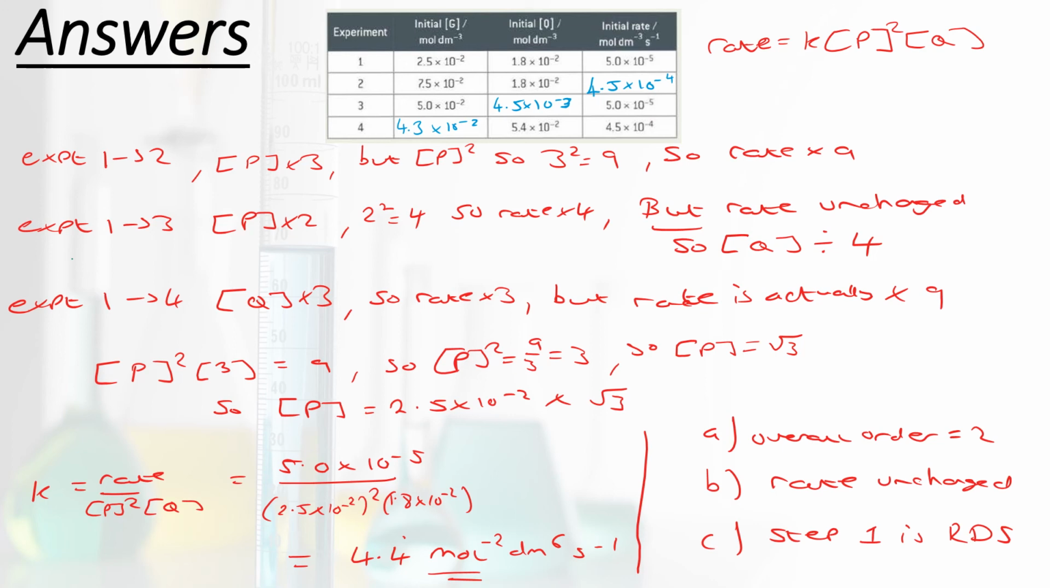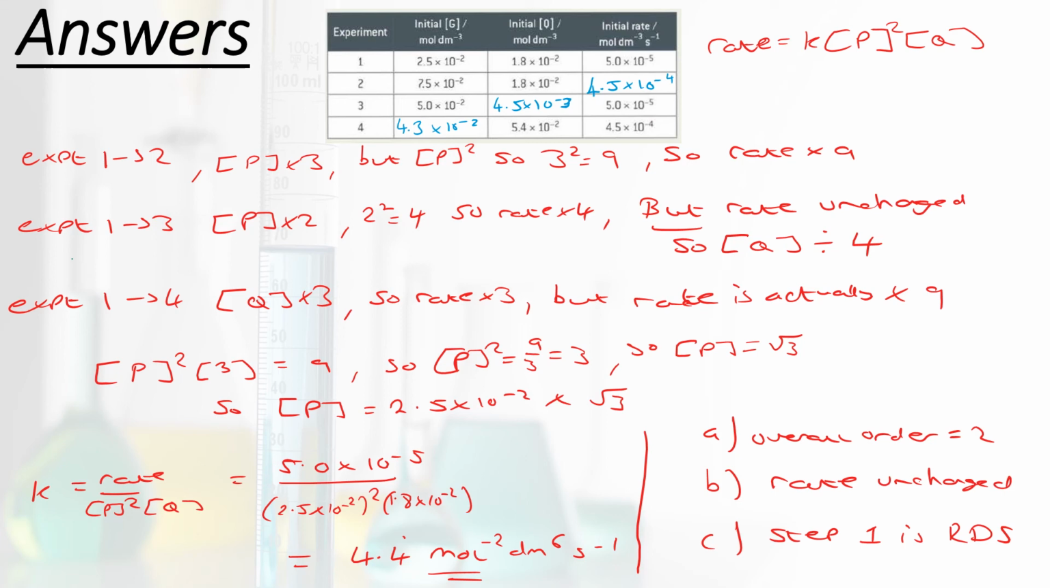And the final one is experiment 4. We need to work out the initial concentration of P. I'm going to compare experiments 1 and 4 here. So the first thing to note is that the concentration of Q has multiplied by 3. We know that Q is first order, and therefore the rate must have been multiplied by 3 due to Q. But actually, if we look at how the rate has changed, the rate has actually changed by 9.